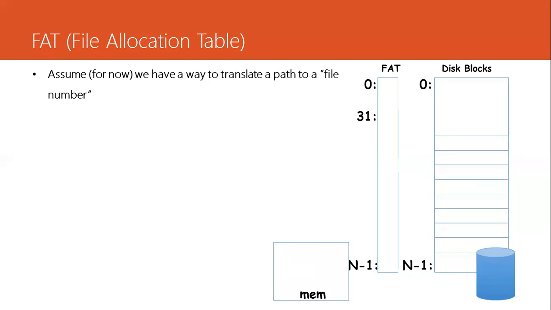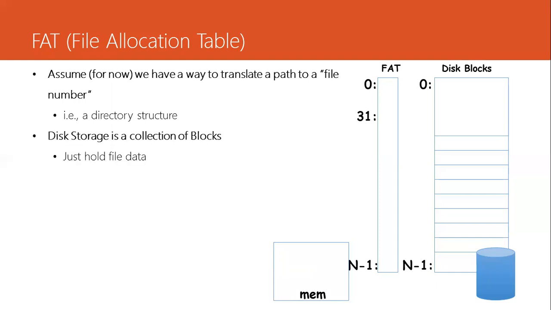So firstly, assuming that somehow we have a way to translate a path to a file number, and also keeping in mind that disk storage is basically just a collection of blocks laid out in a way that is accessed efficiently, right? Here we have 3 blocks that might be some file on the disk, okay? And the question is, how do we link these pieces of data together into a file? Because if you notice, the data is not placed contiguously, rather it is placed randomly here and there.